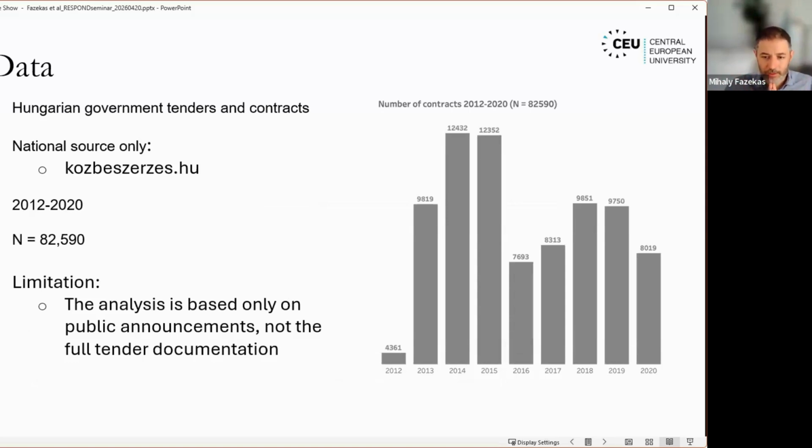Okay, so this is a paper using data from Hungary, 2012 to 2020, 82,000 contracts. By and large, 2013 to 2020, we are having 8,000 to 12,000 contracts a year. And this is coming from the official government gazette, which is on the közbeszerzés.hu website.